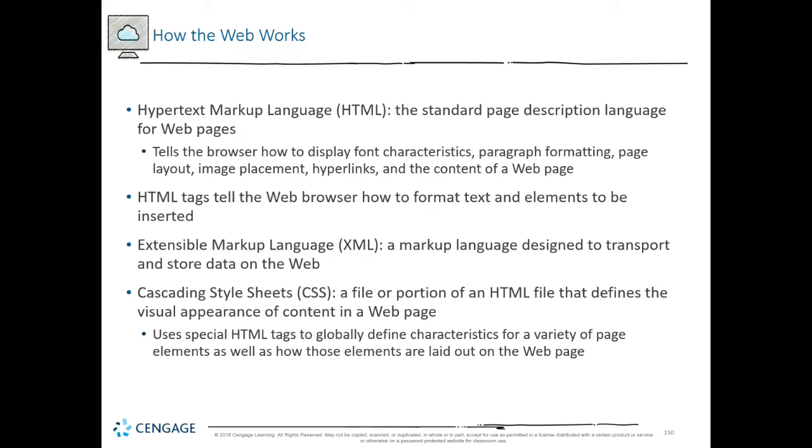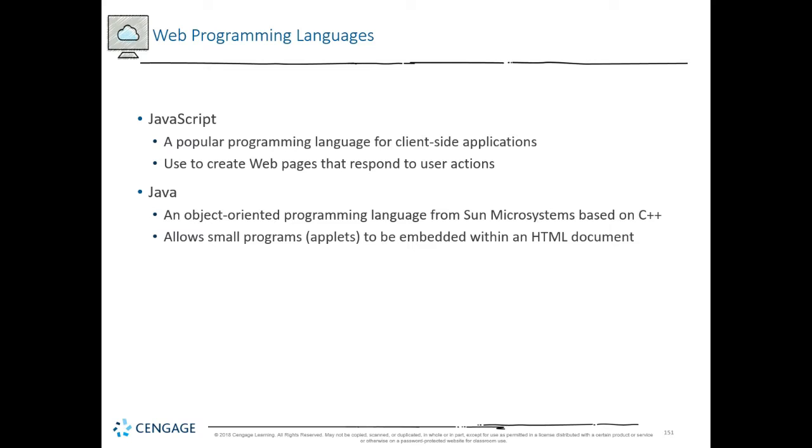Extensible Markup Language, XML, a markup language designed to transport data. Cascading Style Sheets, CSS, a file or a portion of the HTML that defines the visual appearance of the content. It uses specific HTML tags to globally define the characteristics of a variety of page elements as well as the elements that are laid out on the page.